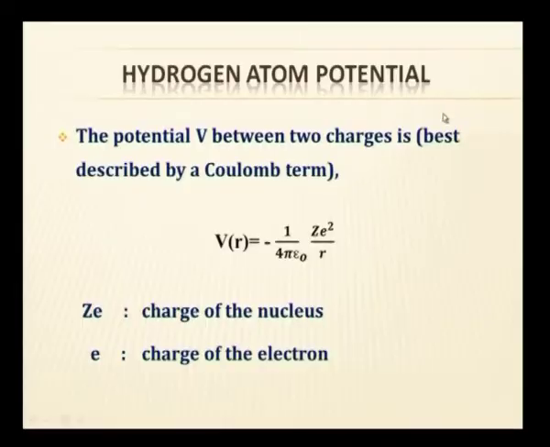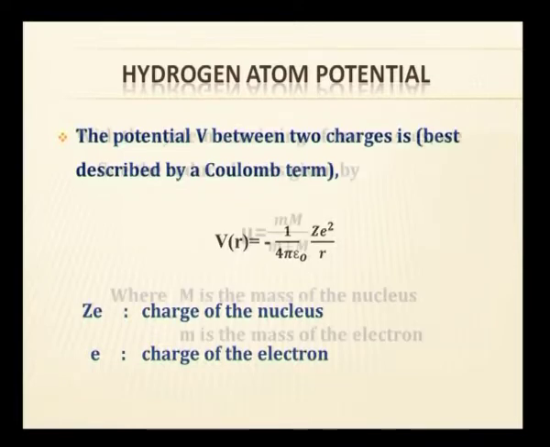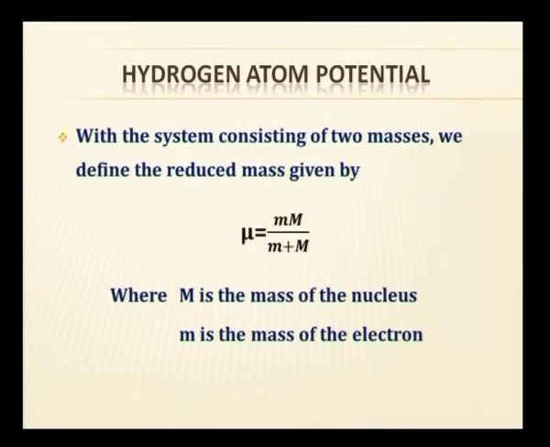So, the potential energy will be given as 1 by 4 pi epsilon naught into Z e square by r. In the case of the hydrogen atom, Z is 1. So, it turns out to be e square by r. Z e in general is the charge of the nucleus and e is the charge of the electron, and we also now talk about the reduced mass mu, that will be the product of the mass of the electron and the mass of the nucleus divided by the sum of the two masses, that gives what is called the reduced mass. And we write down the Hamiltonian in any quantum mechanical problem.